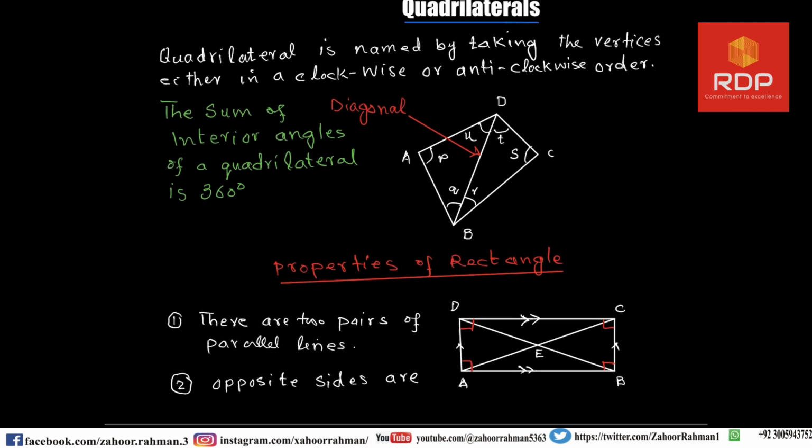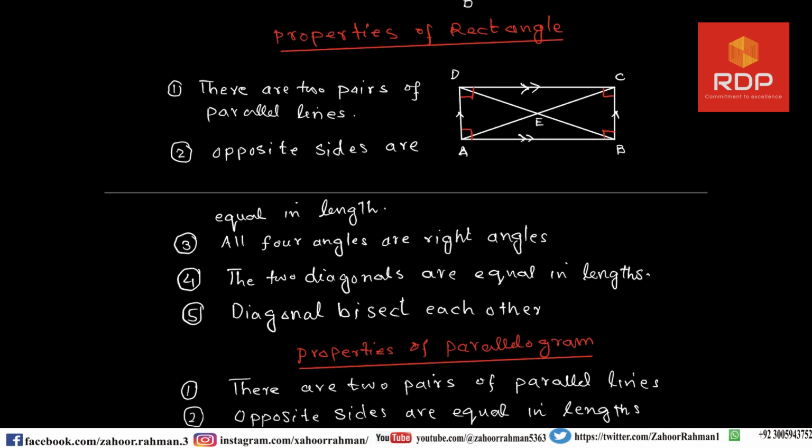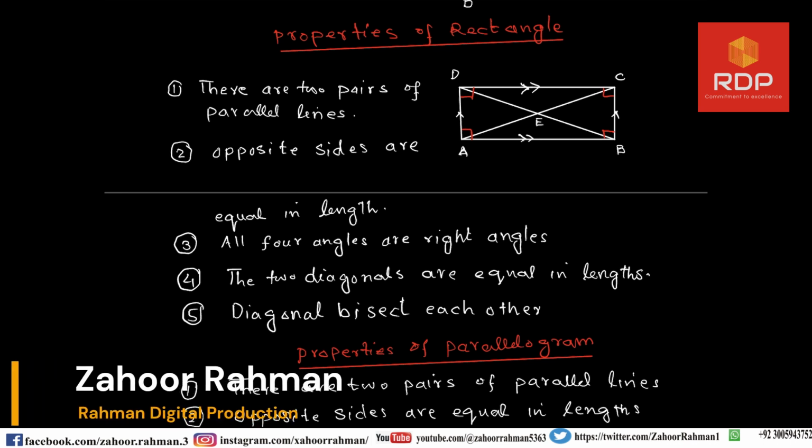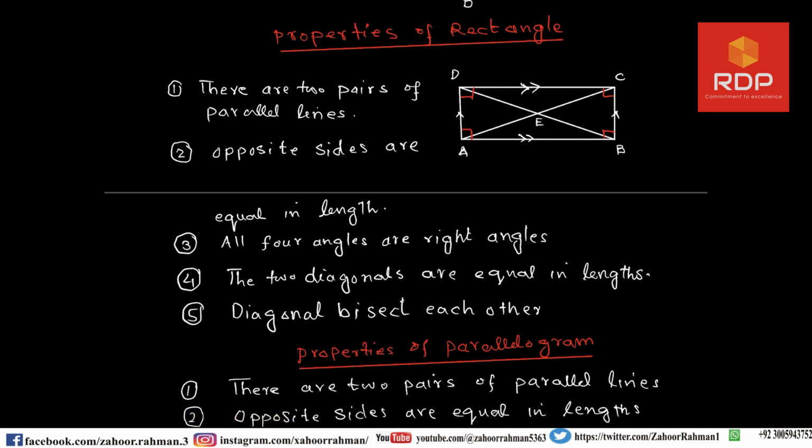Now let us first discuss the properties of a rectangle. You know from the knowledge of your primary school that rectangles are quadrilaterals in which opposite sides are equal, and there is one other important property as well, and that is that all the angles of a rectangle are equal to 90 degrees. So let's talk about that one by one.